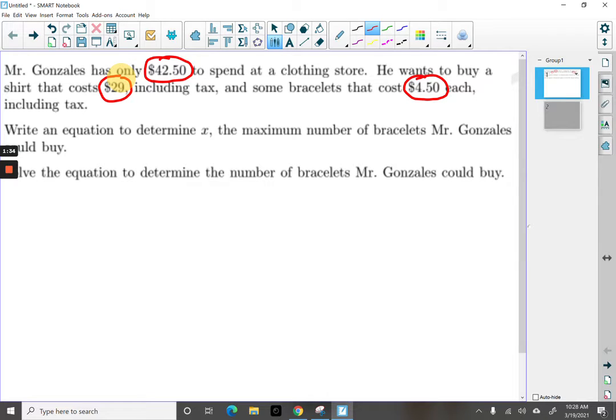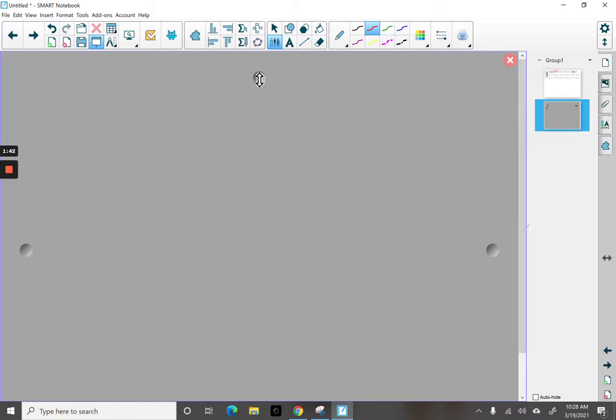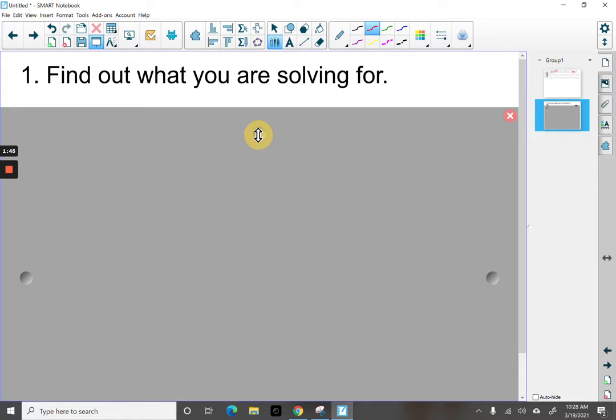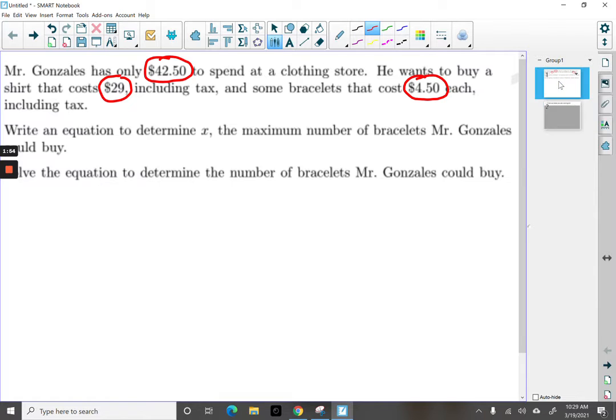Now, it's also important to figure out my first step, the very first thing I want to do in my problem before I do anything else, which is to find out what we are solving for. Make sure we understand, what are we really solving for in this problem? What is my goal? In this case, we are trying to write an equation to determine X, the maximum number of bracelets Mr. Gonzalez could buy. So I know exactly what my variable is equal to. I'm using the variable X, which is the maximum number of bracelets.